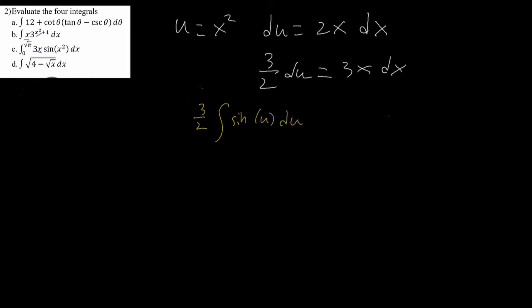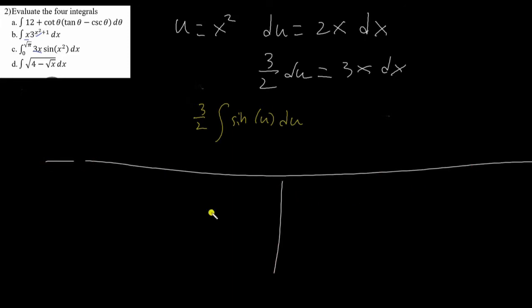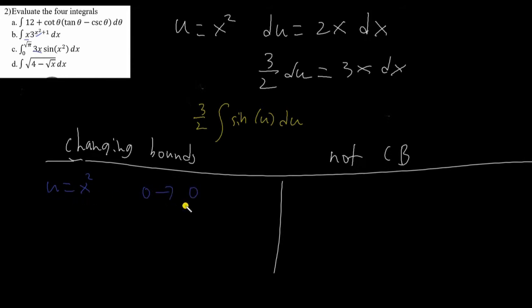And so now I'm going to do this both ways. The first way is going to be changing the bounds, and the other way is going to be not changing the bounds. So for changing the bounds, remember the bottom bound is 0. Since u is equal to x squared, if I plug in 0 for x, that's going to give me 0. And if I plug in the square root of pi for x, I'm going to get pi.